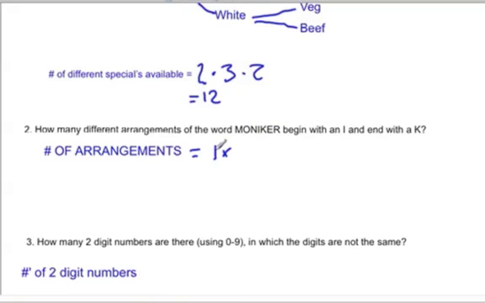And so since we have I at the start and K at the end, that leaves us with, for the second letter, 5 choices. The third letter, there will be 4 choices, 3 for the fourth, and 2 for the second last, and then we've only got the K to put for our last number. And so this is equal to 5 factorial, which is equal to 120.